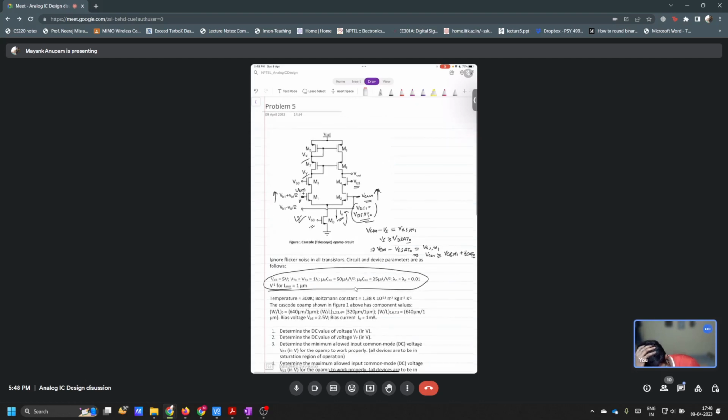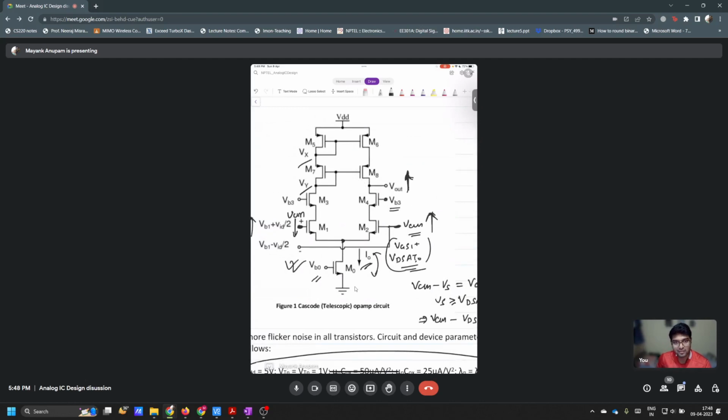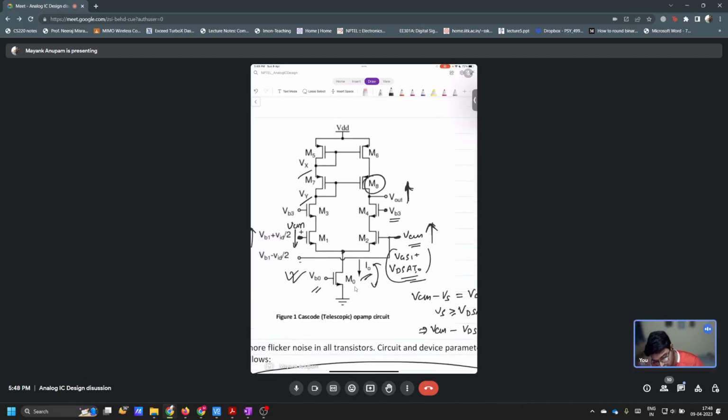Now tell me, what is the maximum that Vout can go? How will you find out? M0 should be in saturation. Vout, I'm asking, what is the maximum it can go? M above M4, sir, M8. M8 should be in saturation, right? Yes, sir. And also M6 should be in saturation, not only M8. When you start moving Vout, then this node will also move, right? So M6 and M8 both should be in saturation, correct?